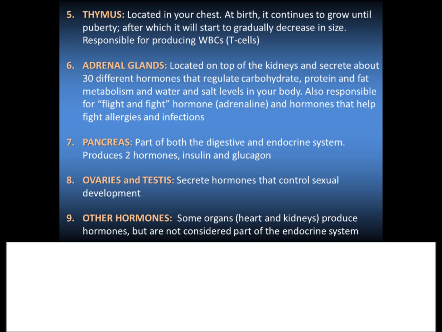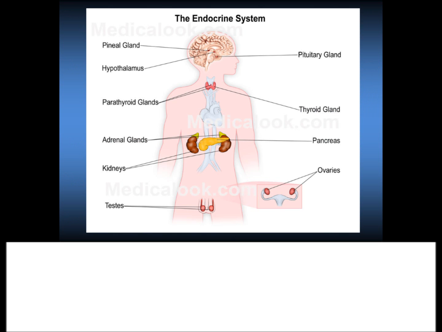Now, these are just a few of the glands. We also have other hormones that are produced. So some organs such as the heart and kidneys also produce hormones, but they're not considered part of the endocrine system. Okay, so those 8 that I just listed, you will have to know them, and you will have to know that they are associated with the endocrine system and considered to be glands.